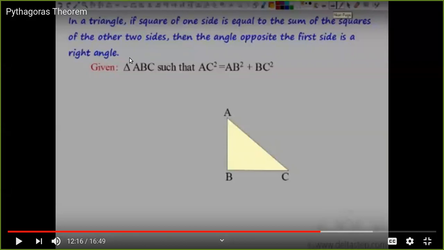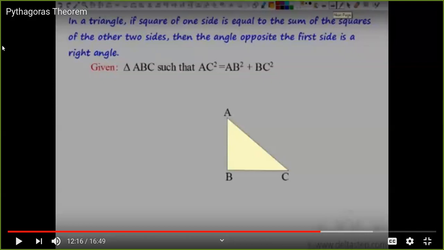In the Pythagoras, we learned that if I take a right triangle, the square of the hypotenuse will be equal to the sum of the squares of the other two sides. But here, the triangle is given in such a way that the square of one side is equal to the sum of the squares of the other two sides. If such an instance happens in a triangle, then automatically the angle which is opposite to the first side will become a right angle. And hence you will get back a right triangle.